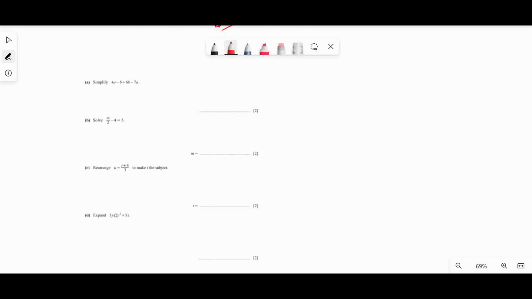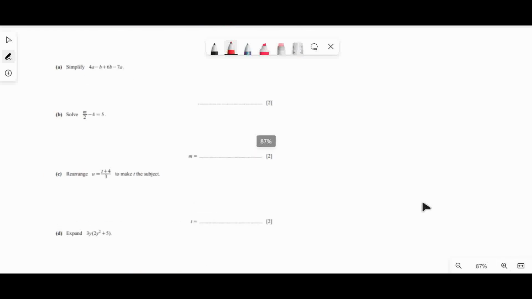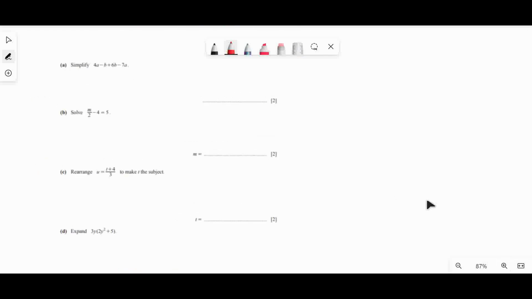Okay, now this one is that we need to simplify it. If we want to simplify it, we know that these two are like terms. So 4a minus 7a will be equal to minus 3a, minus b plus 6b. This will be equal to plus 5b. This will be the final answer. We cannot simplify it further. Let's move to part B.